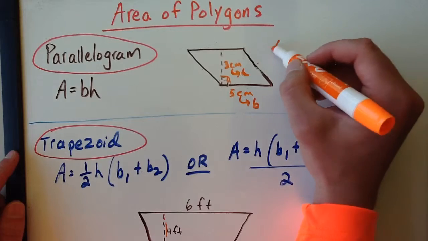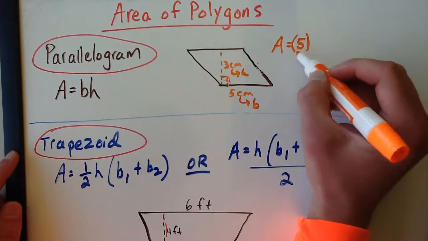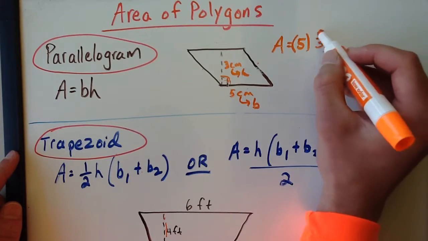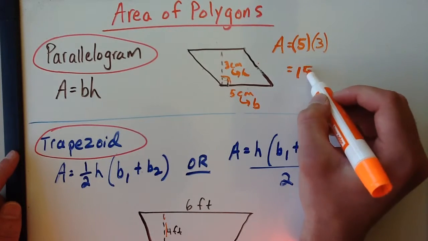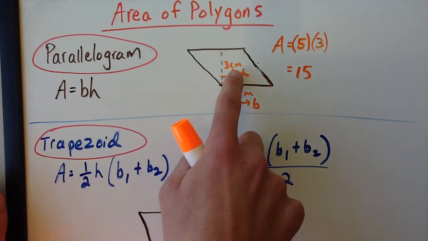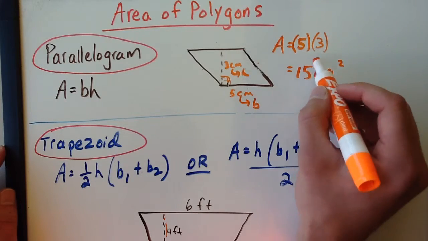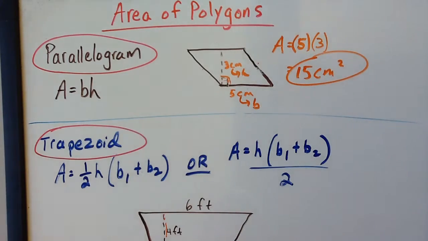Okay, so write this down with me. Area equals the base, which is 5, times the height of 3. And 5 times 3 is 15. The last thing that I need to do is label my units. Since I have centimeters times centimeters, that means I have centimeters squared. Area is in square units.